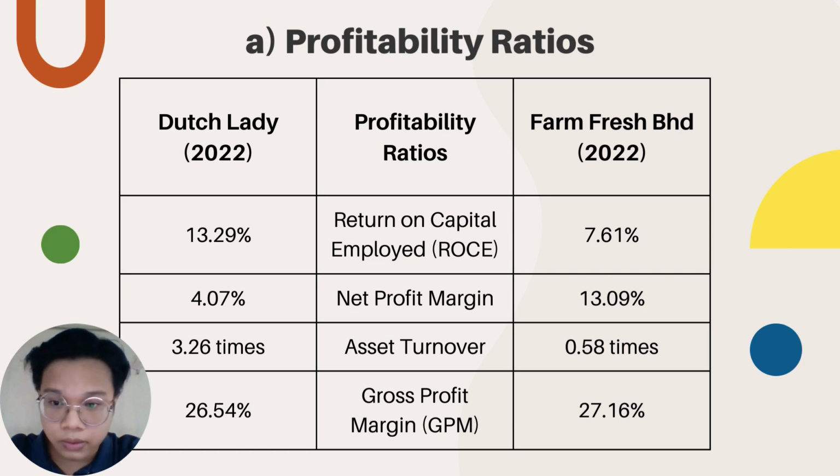Moving on to the asset turnover, the table above shows that Dutch Lady Berhad's asset turnover for 2022 is 3.26 times, higher than that of Farm Fresh Berhad's, which is 0.58 times, lower. It demonstrates that Dutch Lady Milk Berhad outperforms Farm Fresh Berhad in terms of generating revenue from its assets. For the last one, gross profit margin or GPM, according to the table above, Dutch Lady's gross profit margin for 2022 is 26.54%, lower than Farm Fresh's GPM, which is 27.16%. Farm Fresh management team surpassed Dutch Lady Milk Berhad in terms of revenue generation.